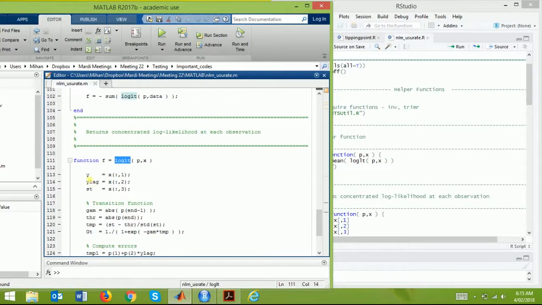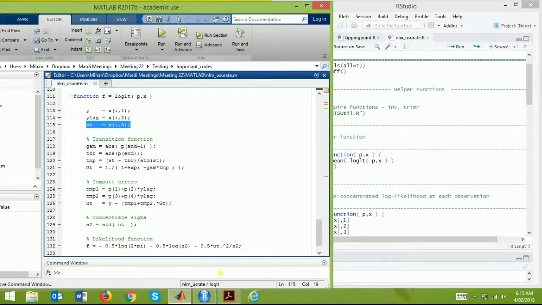So our first data is located in the first element, our lags are located in the second column, our standard deviations are located in the third column. Let's define the transition function.